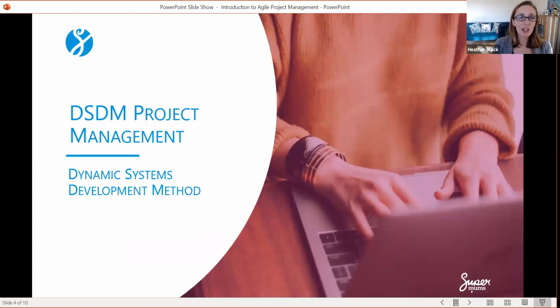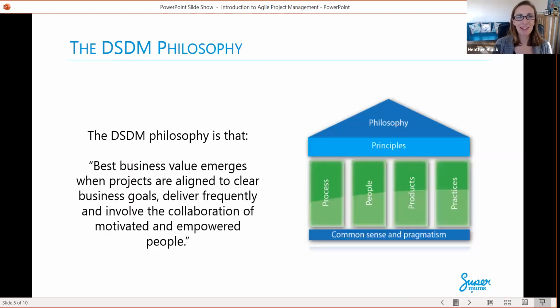I'm going to give you a quick introduction to what DSDM project management is all about. That stands for Dynamic Systems Development Method. A bit of a mouthful, but hence it sticks as the DSDM approach. The key principles of this are around processes, people, products and practices. Their philosophy is that the best business value emerges when projects are aligned to clear business goals, deliver frequently and involve the collaboration of motivated and empowered people.